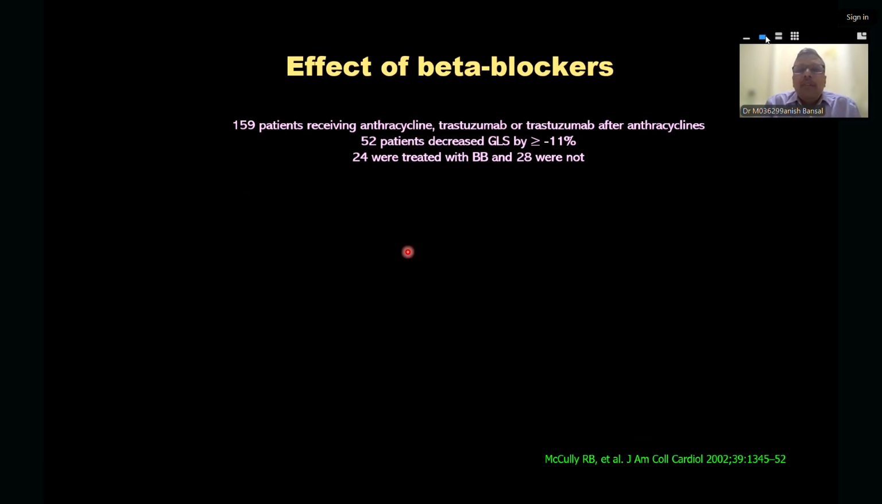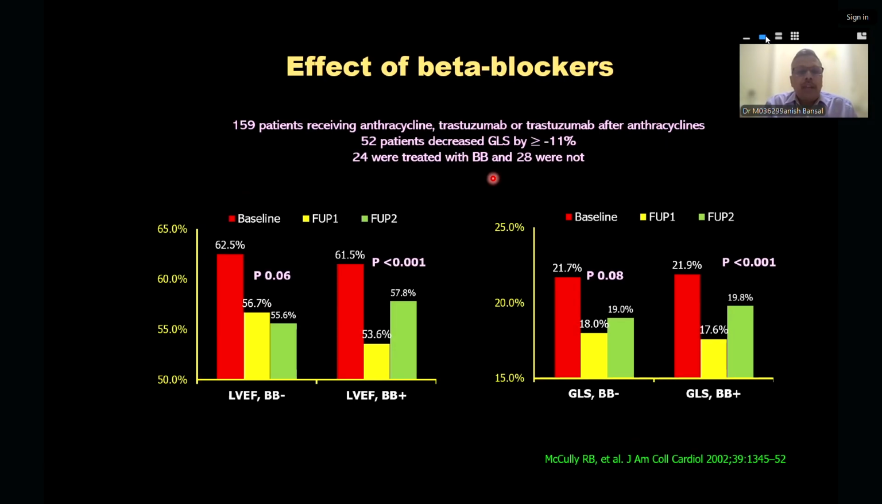So here we have a study in patients who were receiving cancer chemotherapy. Out of 159 patients, 52 had a drop in GLS of more than 11%, which is considered significant. 24 of these patients were receiving beta blockers, 28 were not. This is an observational study, not a randomized controlled trial.